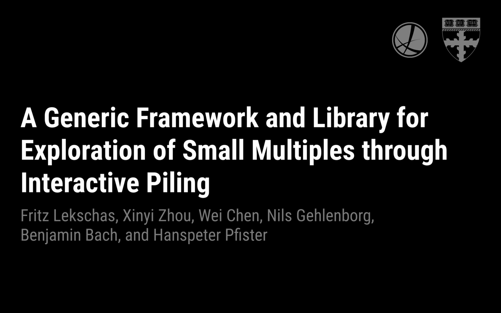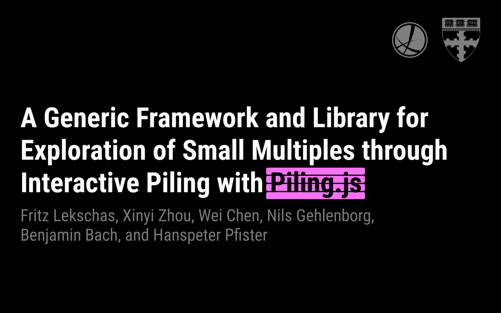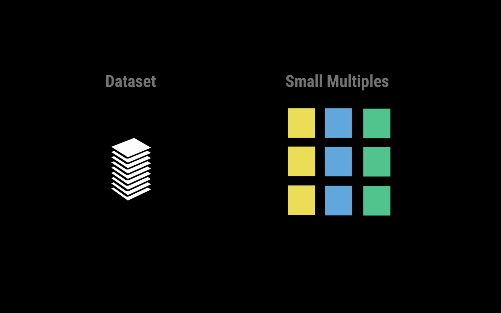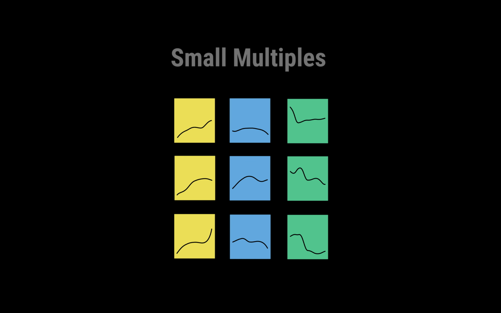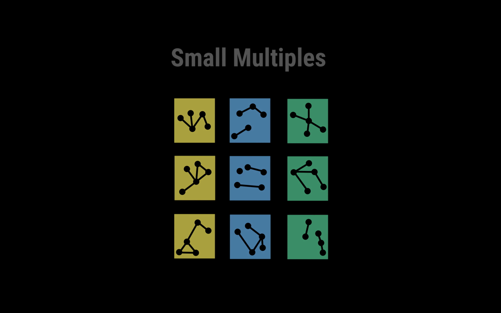We present a generic framework for exploring small multiples through interactive visual piling and a toolkit called piling.js to streamline the implementation of web-based piling interfaces. Small multiples are a widely used visualization technique to display complex datasets through a series of miniature visualizations that show different facets or subsets of the dataset.